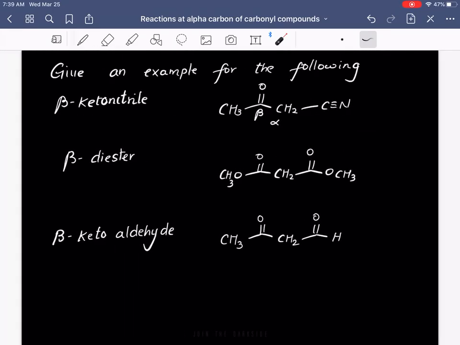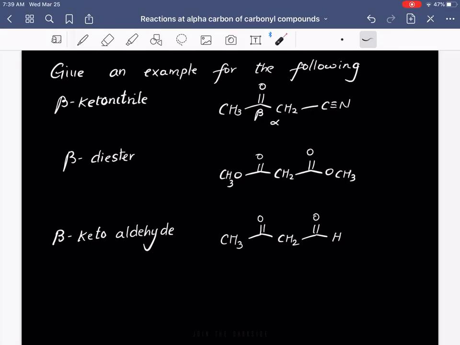Okay, so now let's see whether we are able to attempt the structures of these compounds. So beta keto nitrile. How do we write the structure for beta keto nitrile? We know that this is a nitrile group and this is your alpha carbon, and on the beta position you're going to have a keto group. So that's the keto group right here.